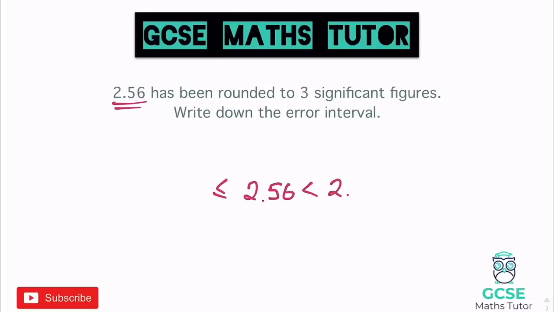So 2.565. And then for a lower bound, that's 6 there. It's going to drop down to a 5. And again, just stick a 5 on the end. So 2.55, and then again stick a 5 on the end, so 2.555. There we go. So there's your little trick for doing upper and lower bounds as an error interval. Okay, stick a 5 on the end for the upper bound, and then drop that last number down, and again just stick a 5 on the end for the lower bound.